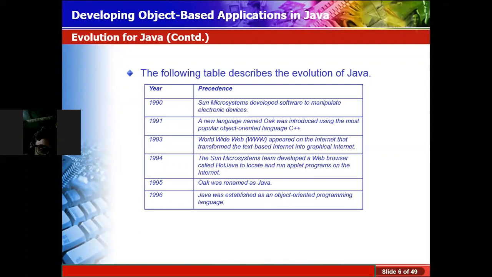In 1995, Oak was renamed Java. Then in 1996, Java was established as an object-oriented language. So formally, in 1996, Java was launched. It came to the market with version 1.0. Now we are using 8.0, and versions up to 5.0 exist.